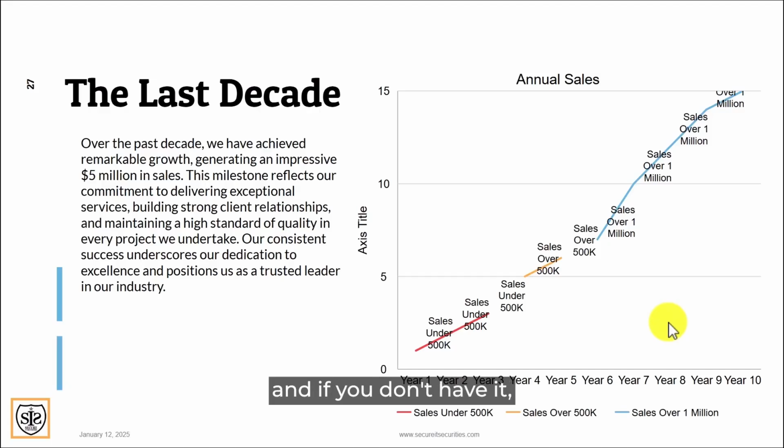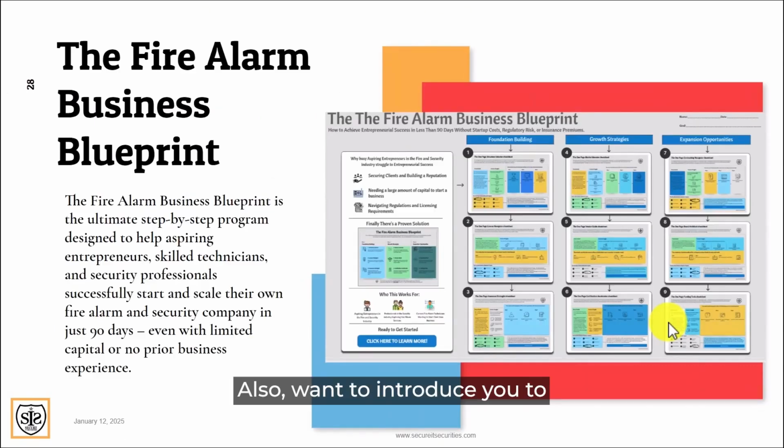The only curve in this, if you don't have it, will be getting your fire alarm license. But everything else is still business. So you can remove the fire alarm license, take everything that I'm telling you, and just apply a different business on top of it. I also want to introduce you to the Fire Alarm Business Blueprint.